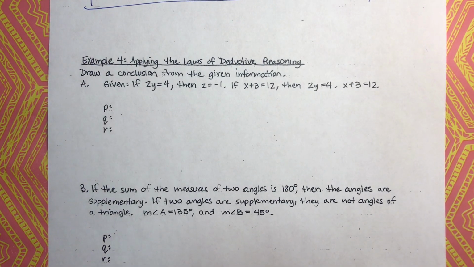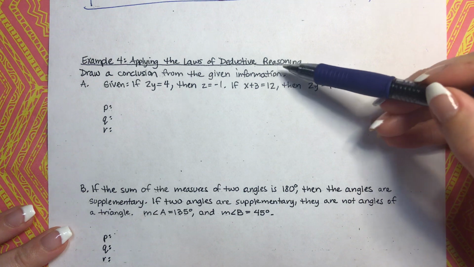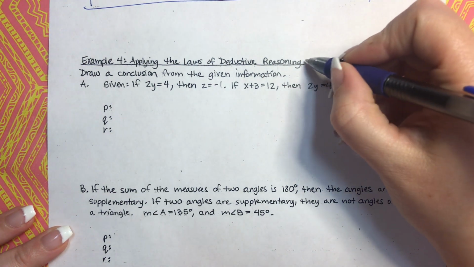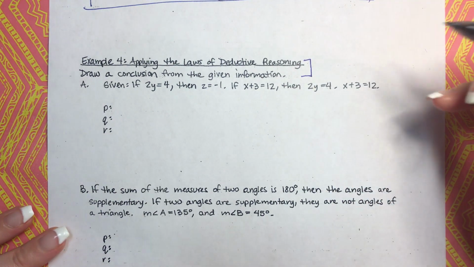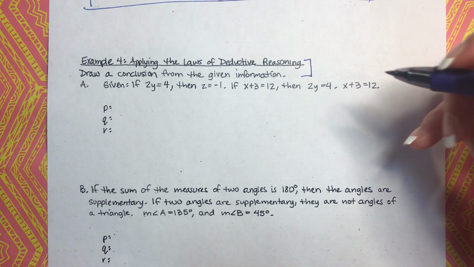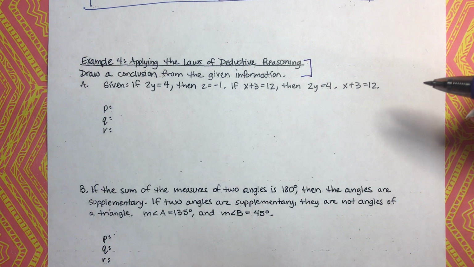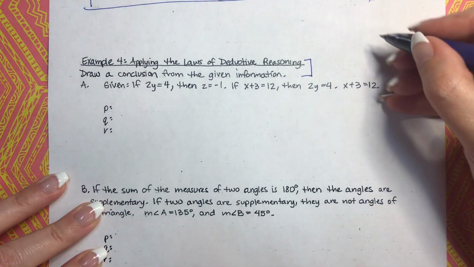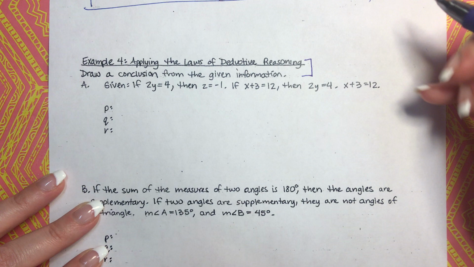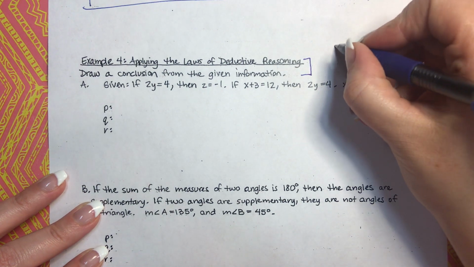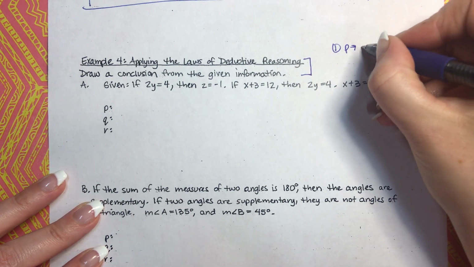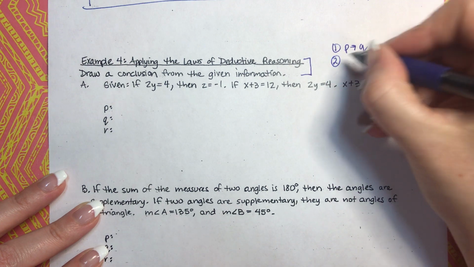All right, we're back with example 4, applying the laws of deductive reasoning. So what we're going to do is draw a conclusion from the given information. So let's go over this piece right here so we know exactly what they're asking us, okay? So in these next problems, they're going to be using the law of syllogism, all right? So they're going to give us two conditional statements. They're going to give us the P to Q, and they're going to give us the Q to R.